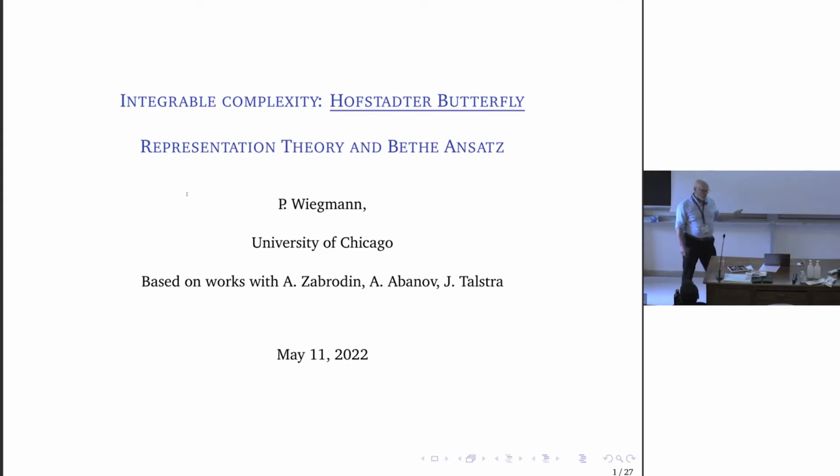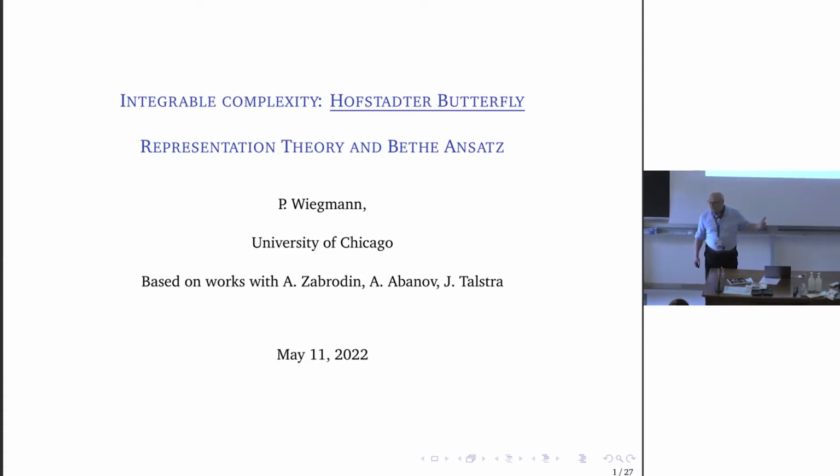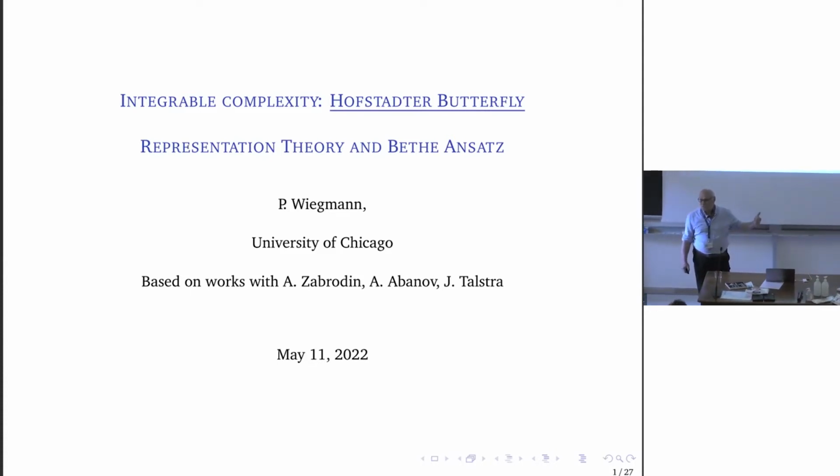Another reason is that the subject, which is called Hofstadter butterfly, now became popular again in mathematics, but in a very corner of mathematics, which is called spectral theory. And there are some prizes given for proving certain theorems. Even the Fields Medal has been given to Avila for this subject. So maybe it's time for me to return to it and present it.